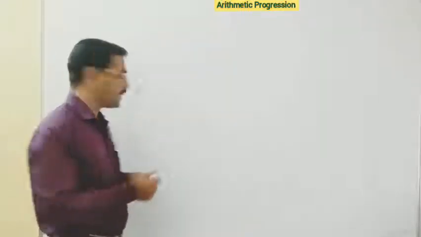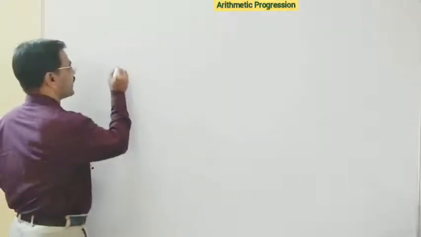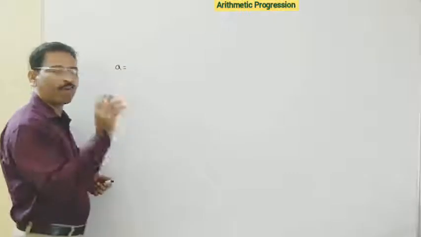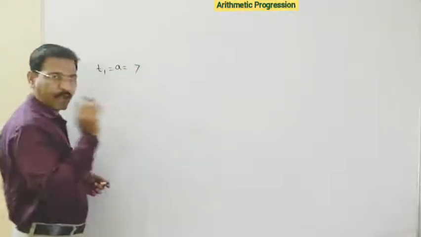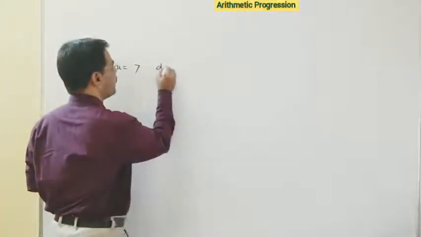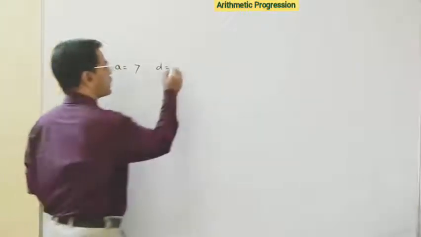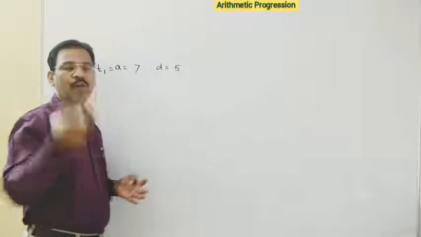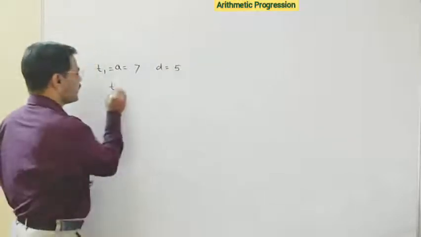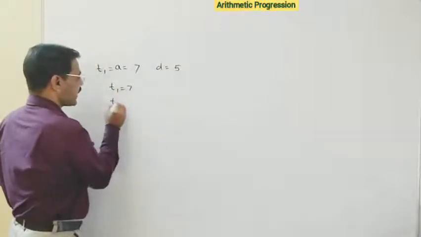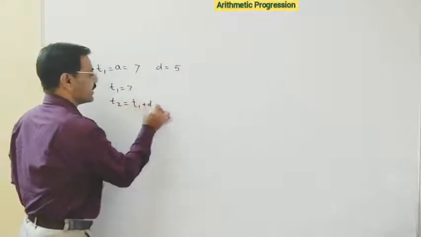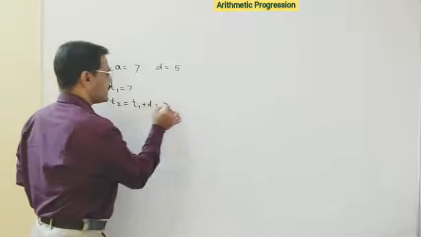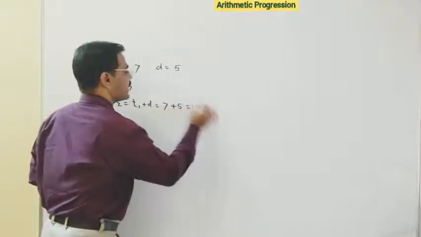Okay friends, see here. I'll take one example. First of all, we'll take A. A means the first term. I'll take the first term as 7. After that, D means the common difference. I'll take it as 5. Let's see what we get. The first term is 7. The second term is T1 plus D, so 7 plus 5, that is 12.